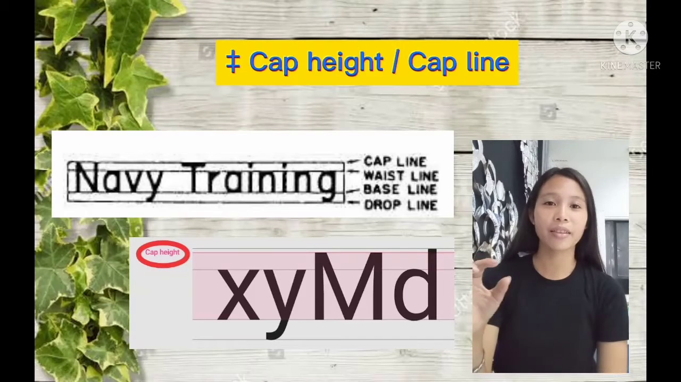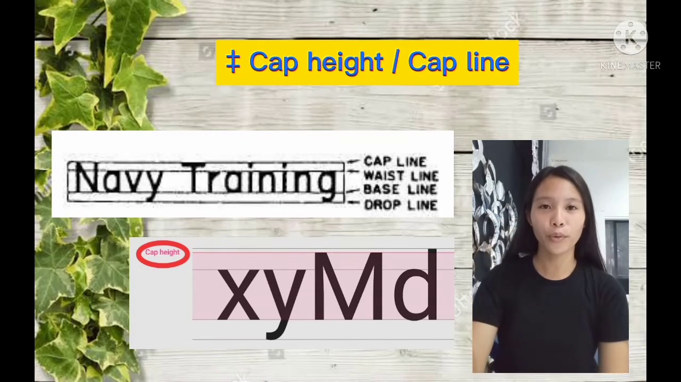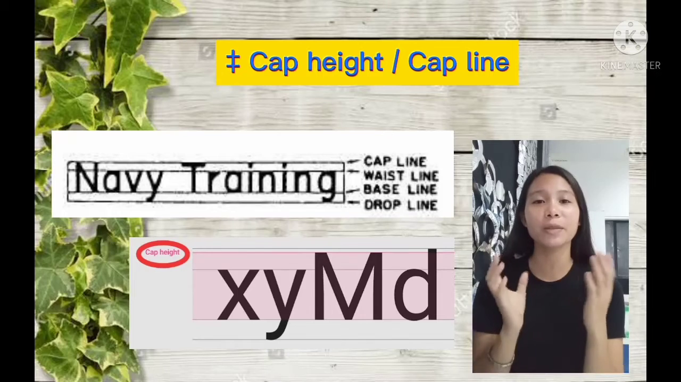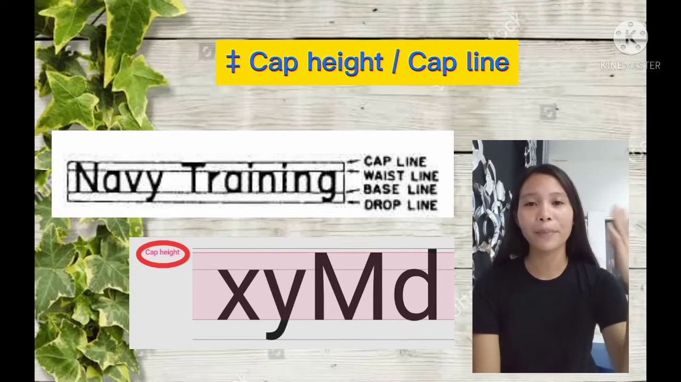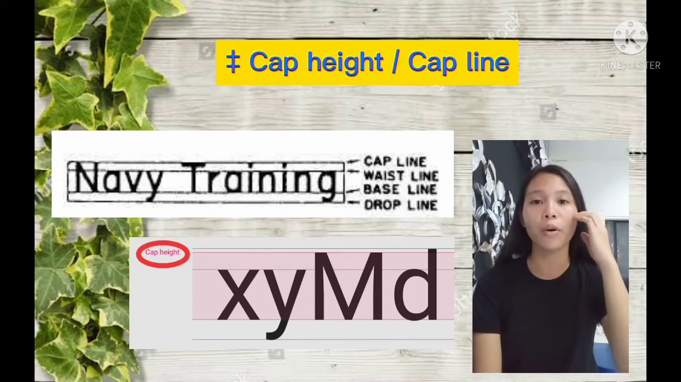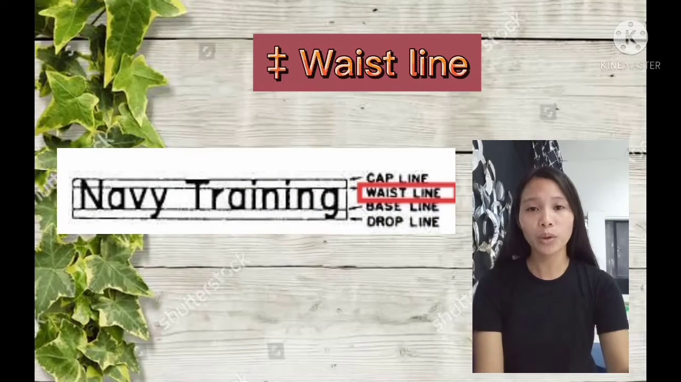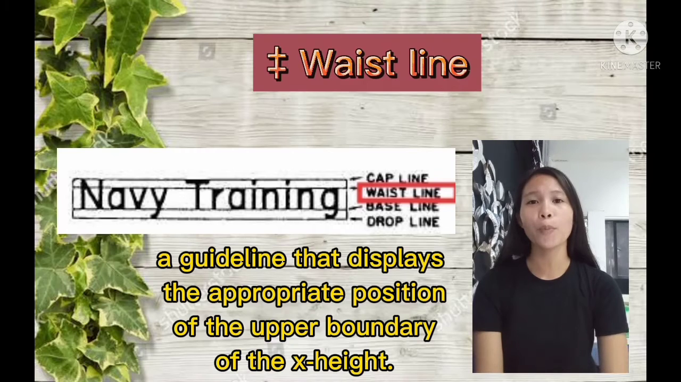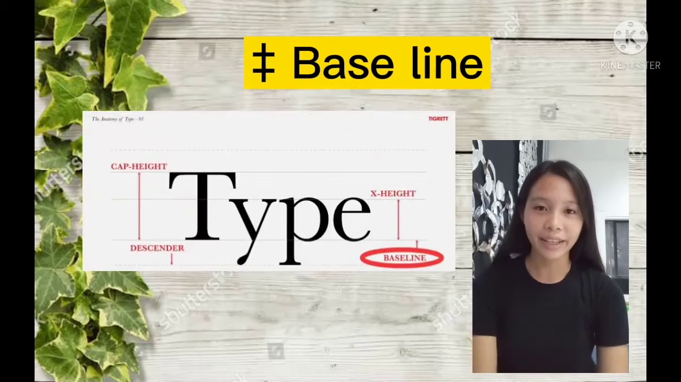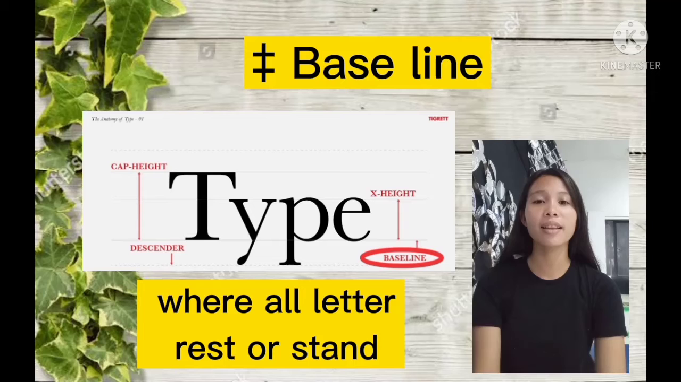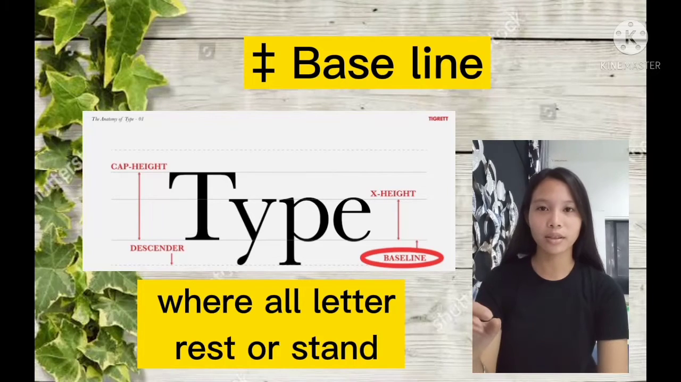The cap height, or cap line, is simply the distance between the baseline, which is the bottom line on which the letters are sitting, and the top of the capital letters for a particular font. The second one, the waistline, refers to a guideline that displays the appropriate position of the upper boundary of the x-height. And the last one, the baseline, where all the letters rest or stand.